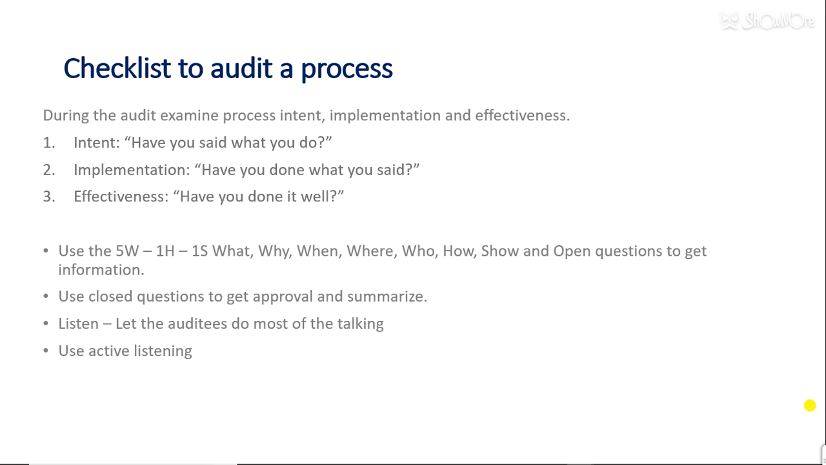During the audit, don't be afraid to challenge and probe or follow an audit trail to see where it leads you. Use the 5 whys: what, why, when, where, who, how, show, and open questions to get information. Use closed questions to get approval and summarize. Listen, let the auditees do most of the talking. You just receive the information, gather the data and information to then be able to draw audit conclusions.